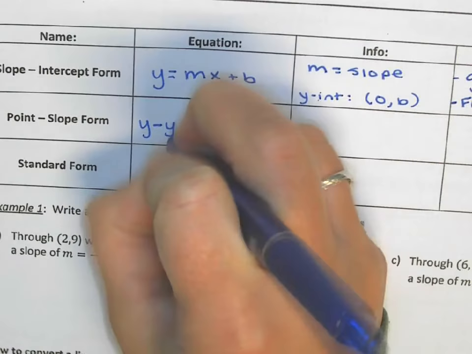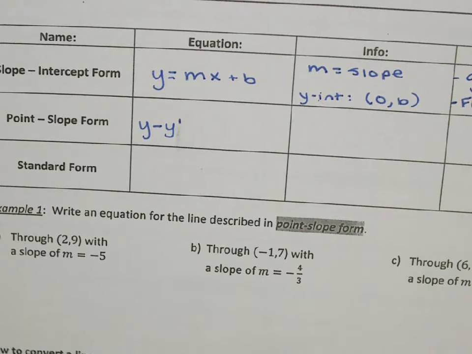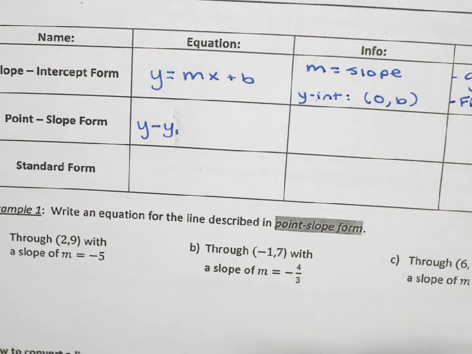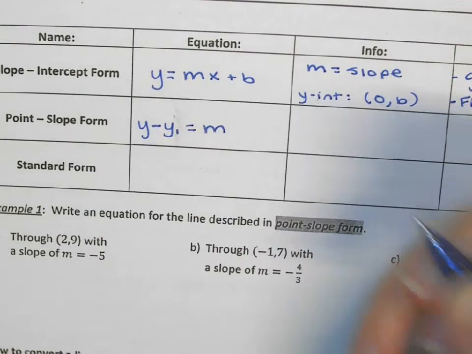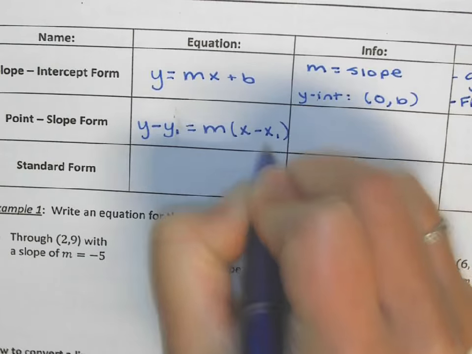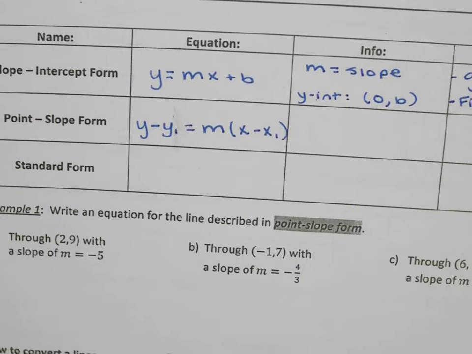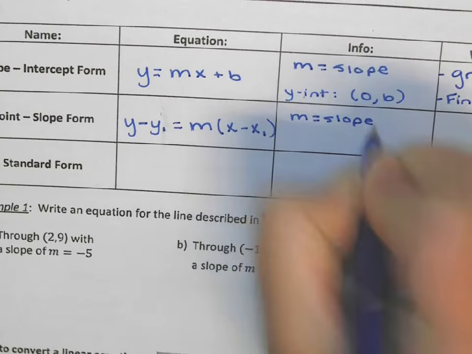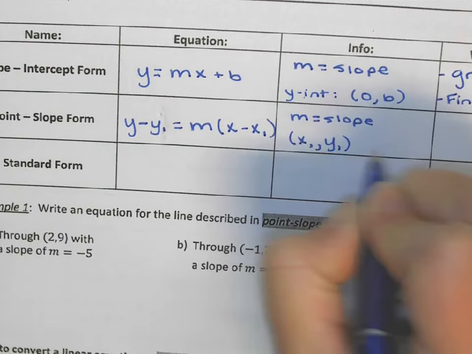Because if I wrote it up here, that's an exponent. And we're not writing exponents. So I'm going to make sure I put it down here, y1. Just like we did when we wrote the slope formula. So y minus y1 is equal to m, there's that m again, times x minus x1. That x1 is written the same way that other one was. Okay. The information here is that m is still going to be your slope. The x1, y1 is a point on the line.